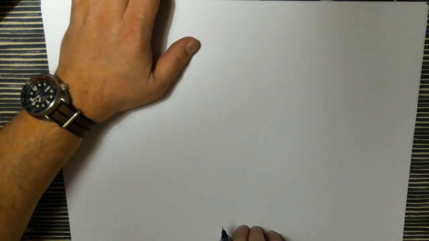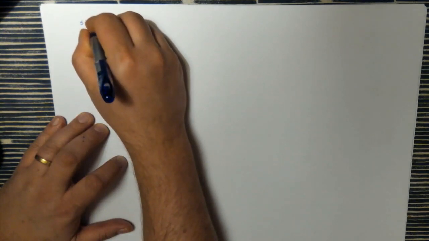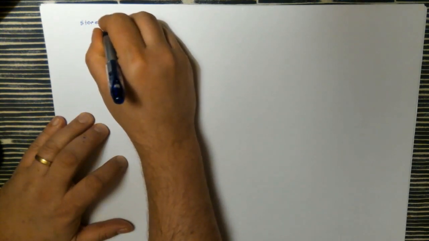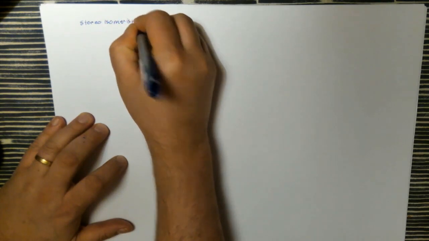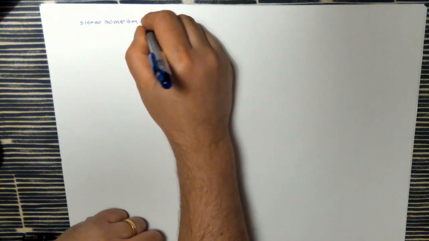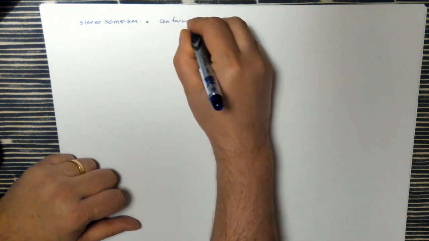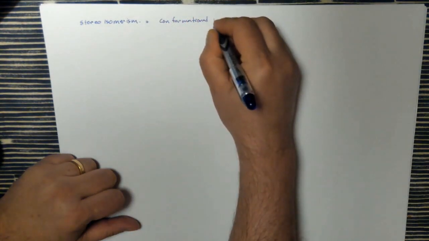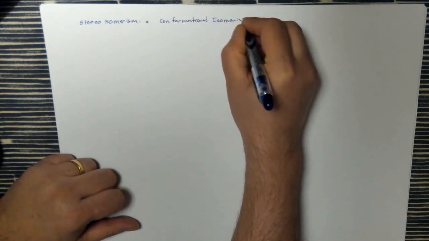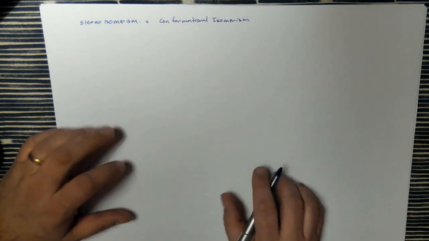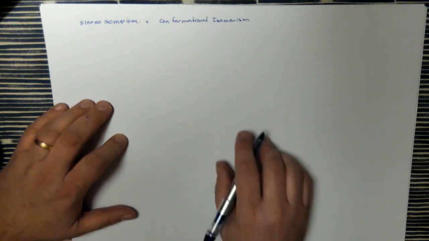So basically, stereoisomerism is a way of describing molecules in terms of their three-dimensional orientation in space. And the most simple of all of them, I'm going to write up here, stereoisomerism. So the most basic type of stereoisomerism is called conformational isomerism. And this is due to the fact that single bonds can rotate.